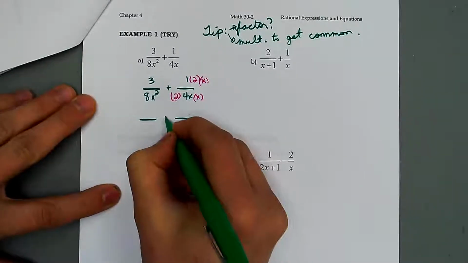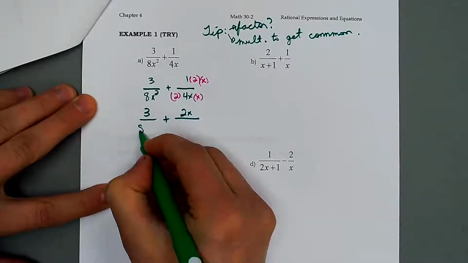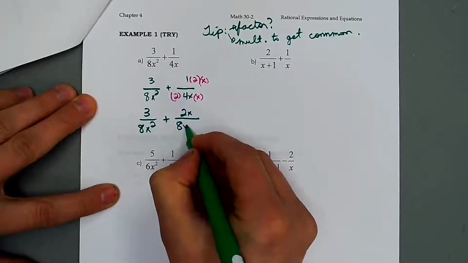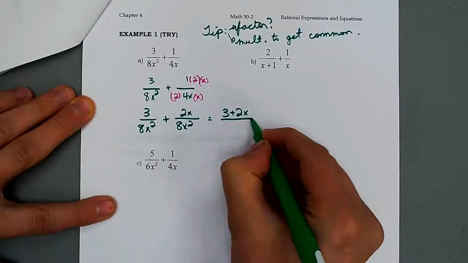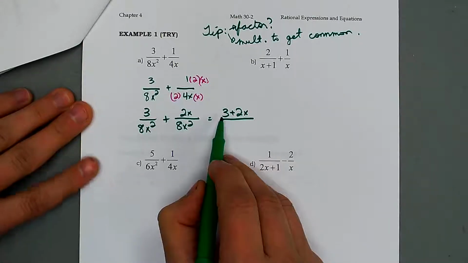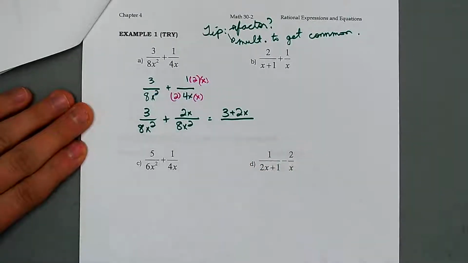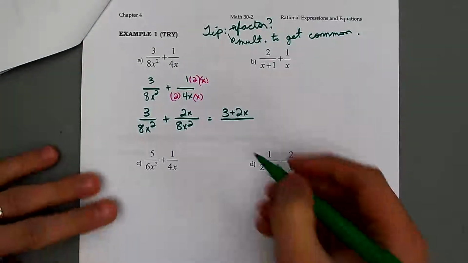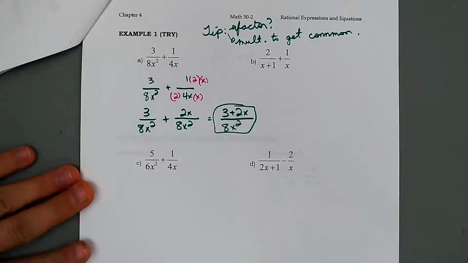So we tidy this up a little bit and say 3 plus a 2x on the top, 8x squared on the bottom, 8x squared on the bottom, 3 plus a 2x. Those are not like terms because one has an x, one has a 3. They need to have the exact same variables or terms to match. Over an 8x squared, final answer added together.